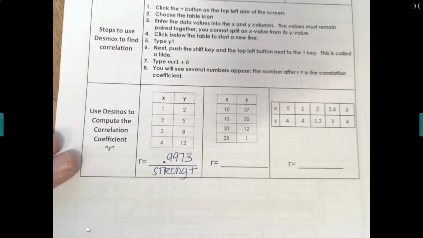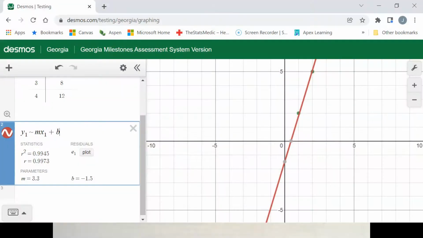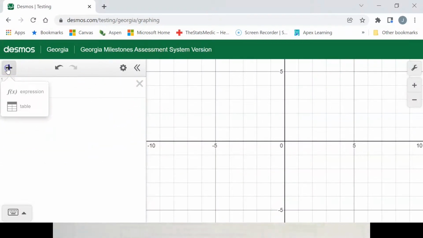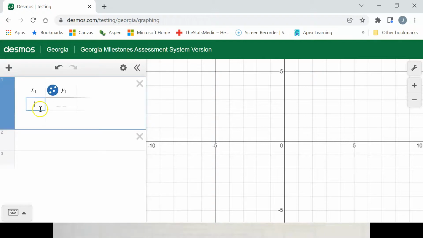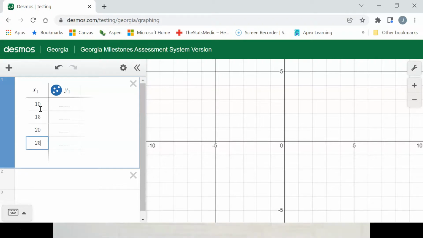So we're going to try it again. We're going to follow all of those directions and input the data from the second table. I'm going to close that, hit plus, and choose the table. I'm going to put in my X values. Remember, you can pause the video at any time to catch up. So we have 10, 15, 20, 25, and I'm going to plug in my Y values, making sure they line up. I have to have the 37 next to the 10 because that's how it is on the paper.